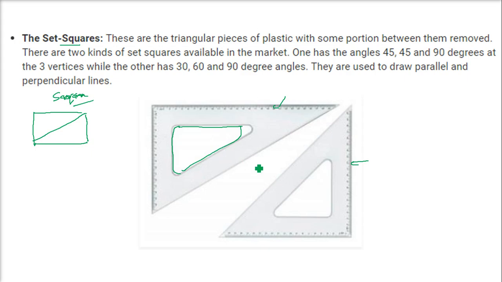There are two kinds of set squares. One has the angles 45 degrees, 45, and 90 degrees; the other has 30, 60, and 90 degrees. They are used to draw parallel lines. If you combine these two like this, you can make a line here, make a line here, and these lines will be parallel. And these are also used for drawing these angles.